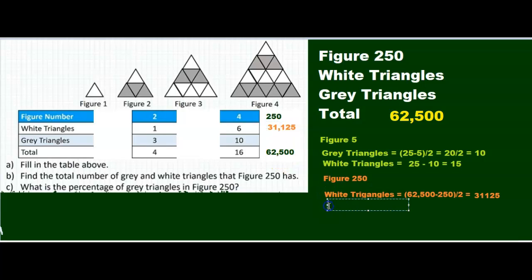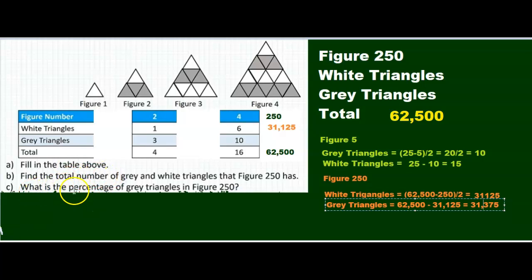Now remember, the sum of the white triangle and the gray triangle gives us the total number of triangles. So the gray triangles in this case equals 62,500 minus 31125. That gives me 31375. Now we're not done yet.